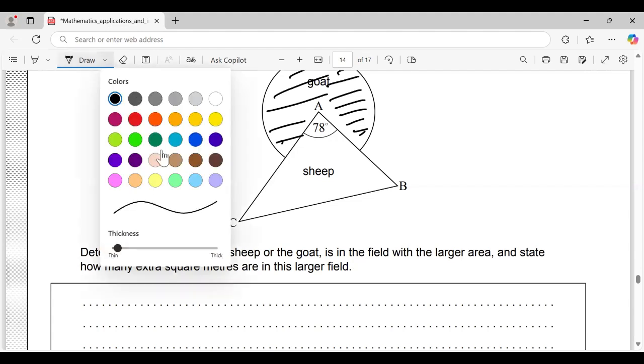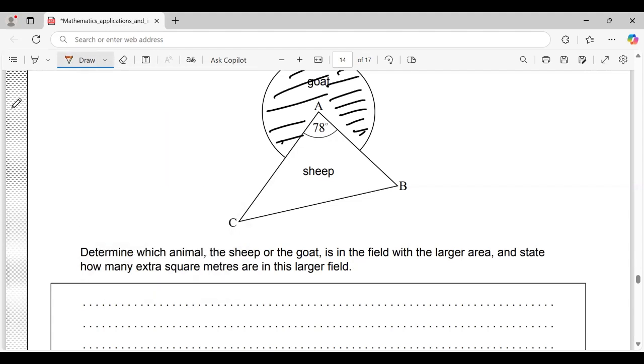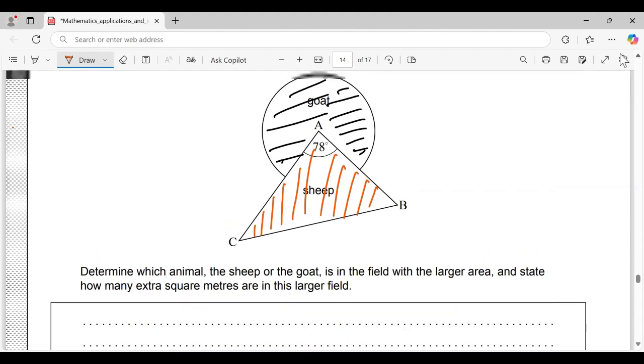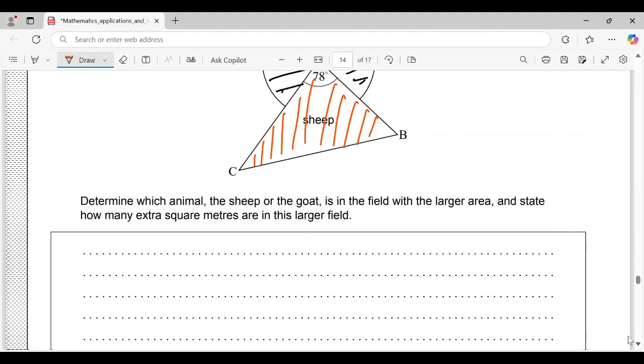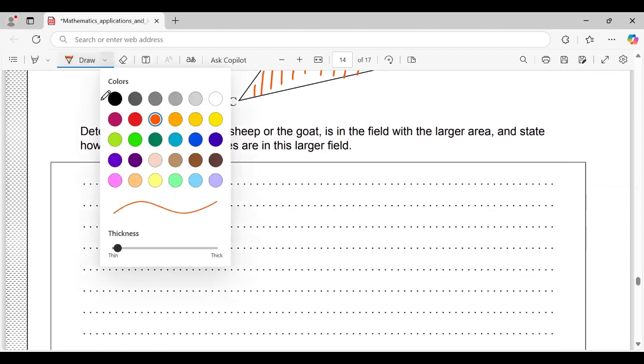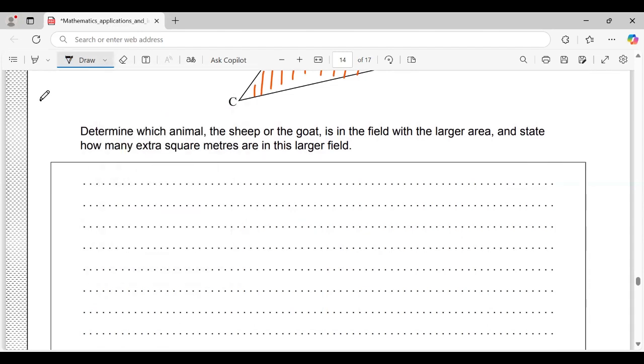Right, so I'm going to use a different color. This is the sheep area. So we will compare which area is larger, whether sheep area or goat area. Okay. First, I'm going to find the sheep area.